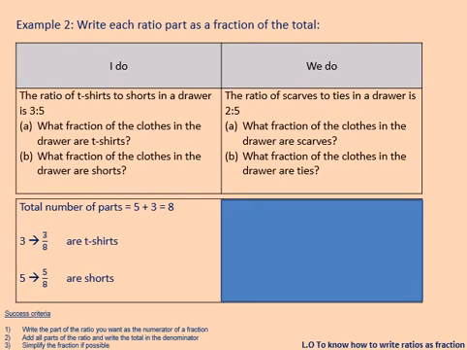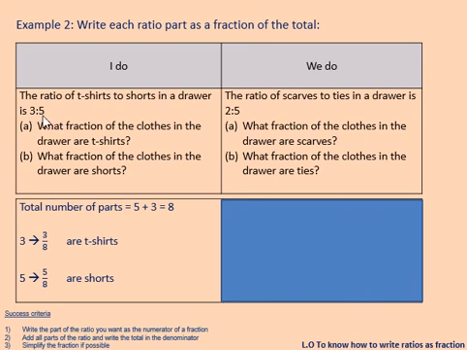Okay, so the next question is slightly more wordy, but we're still using the same skill. And the I do says the ratio of t-shirts to shorts in a drawer is 3 to 5. Question A asks, what fraction of the clothes in the drawer are t-shirts? And question B asks, what fraction of the clothes in the drawer are shorts? So look at the question. It says the ratio of t-shirts to shorts. So t-shirts is the 3 part of the ratio. Shorts is the 5 part of the ratio.